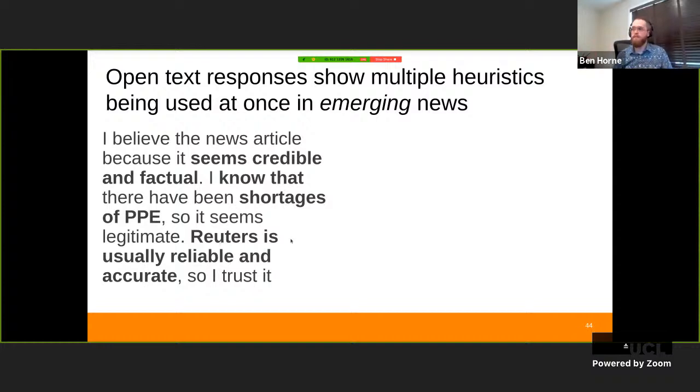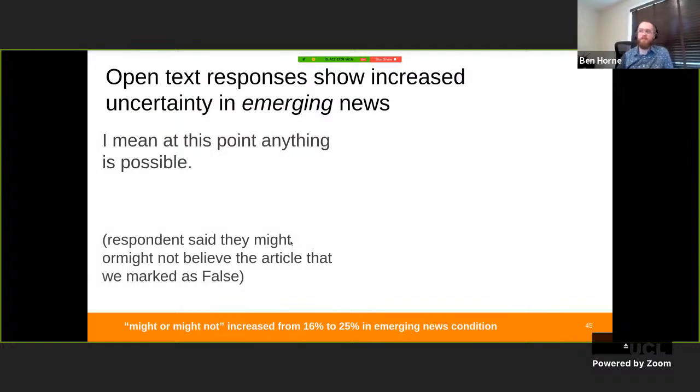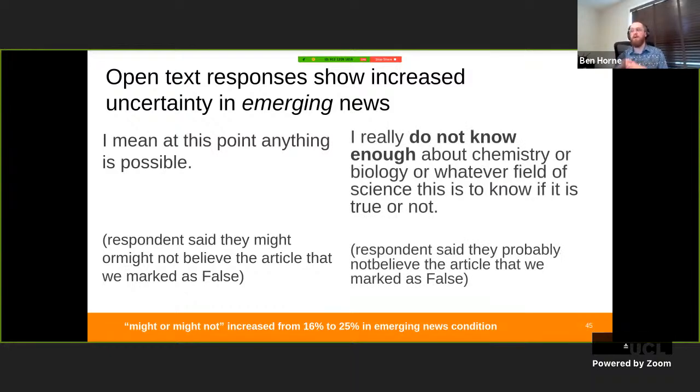The open text responses also showed what you would expect, right? An increase in uncertainty in the COVID-19 articles. For example, some of them would say something like, I mean, at this point, anything is possible. This respondent said they might or might not believe the article, which was labeled as false. I really do not know enough about chemistry or biology or whatever field of science this is to know if it's true or not. This respondent said they probably do not believe the article that was marked as false.